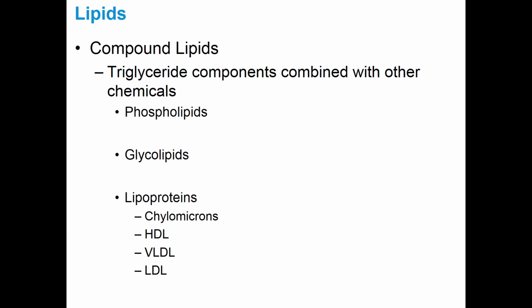So now on to compound lipids. As mentioned, it's a triglyceride combined with something else. The first one on there, your phospholipids. A phospholipid is a triglyceride combined with a phosphate group. We talked about those initially way back in chapter 3. Remember that the membrane of a cell is a phospholipid bilayer, right? It's a fat combined with a phosphate group, and if we have those in two layers, that can make up our cell membrane. So those are your phospholipids.